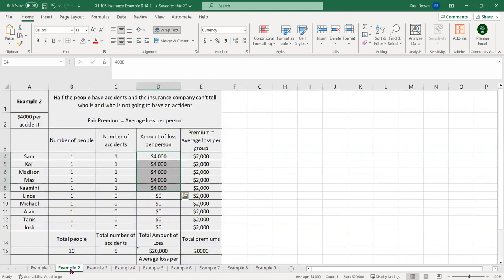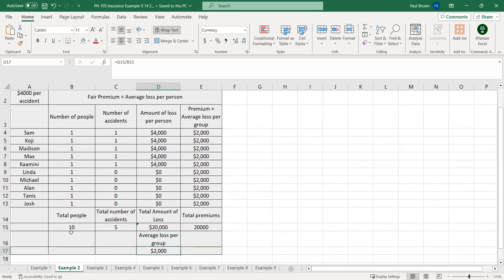Right. Then did this one. Said, well, now I still have 10 people, but now 4 of them get an accident, 4 of them don't. The key thing here is that the company can't tell who is going to get an accident, who's not going to get an accident, and also the people don't know. So it's truly random on both sides. They know that 5 people get an accident and that the cost will be 4,000 per person, but they don't know who they are. And the people don't know if they're one of the ones who's going to get an accident. So again, it adds up to 20,000 divided by 10, the number of people, that's 2,000. So that's the fair premium.